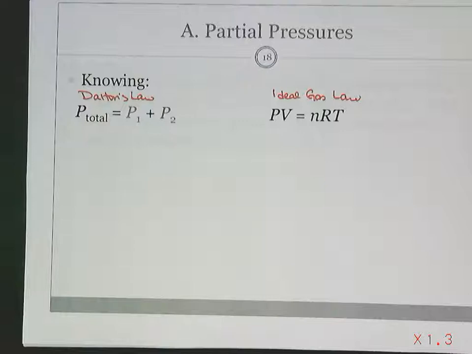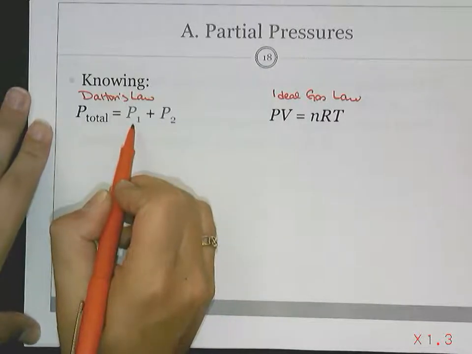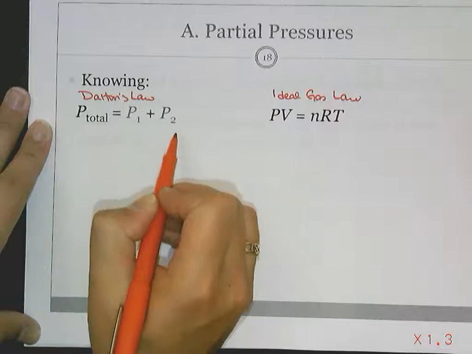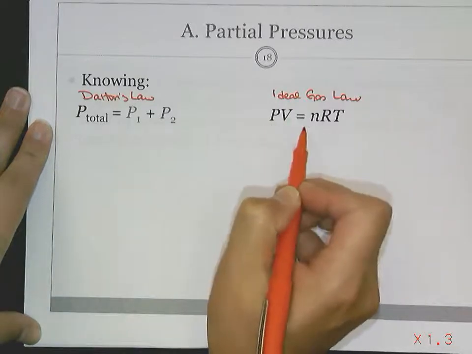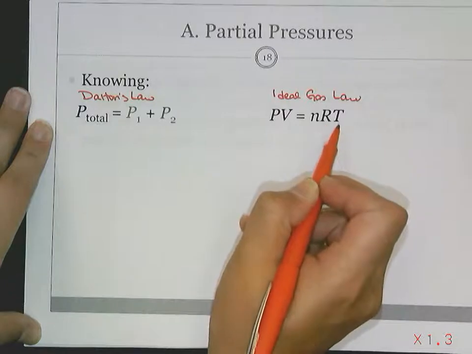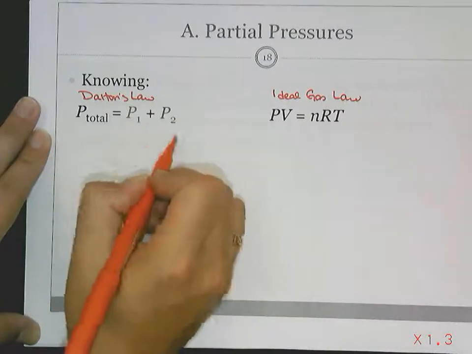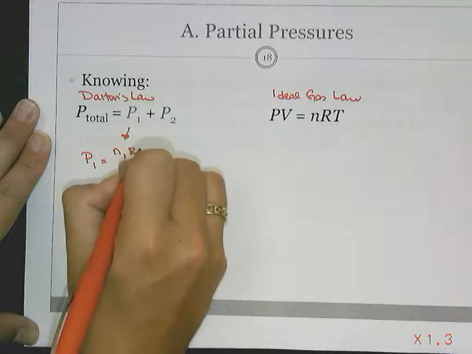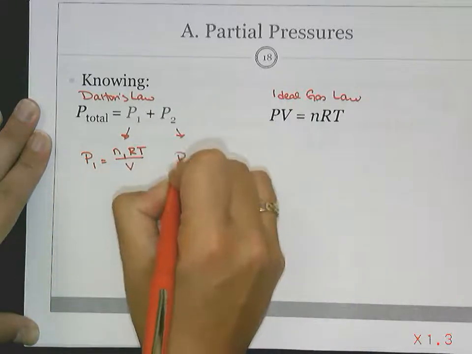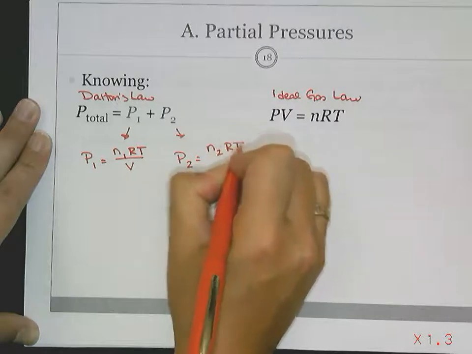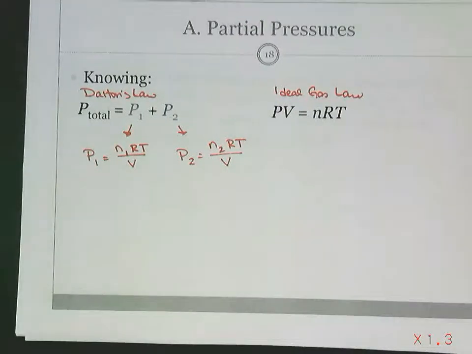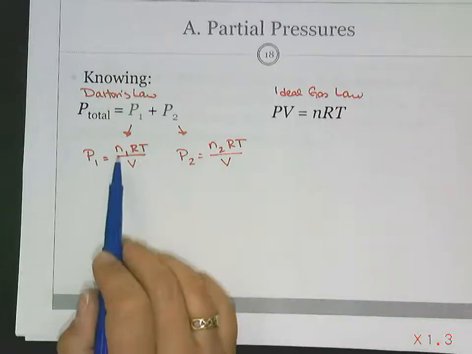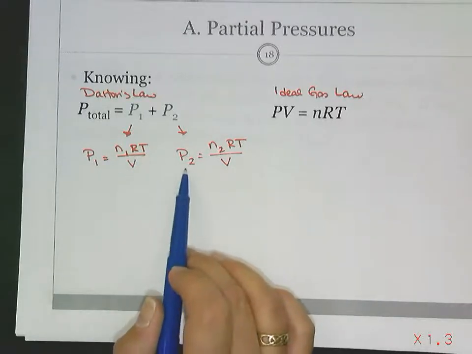All right, so first, let me work on Dalton's law first. So I now have pressure of gas 1 and pressure of gas 2. I have this relationship that relates pressure to volume, moles, gas constant, and temperature. So I can rearrange these two to really say, all I've done is rearrange it and put some subscripts there saying that pressure 1 is related to the moles of 1, RT over V. The pressure of 2 is related to the moles of 2, RT over V.